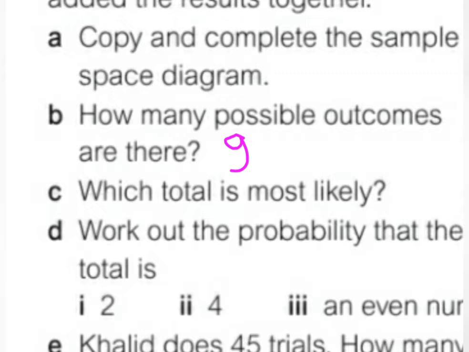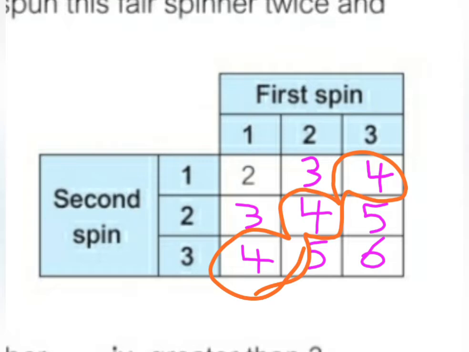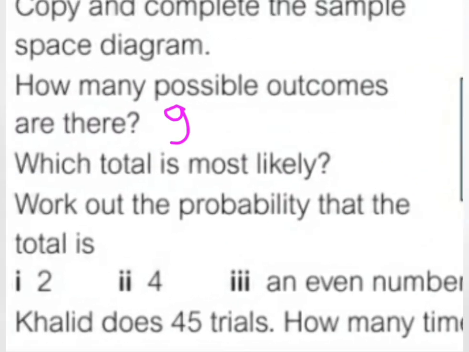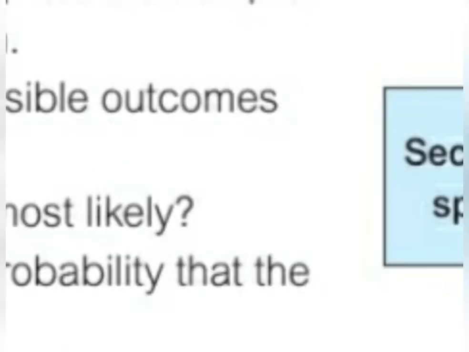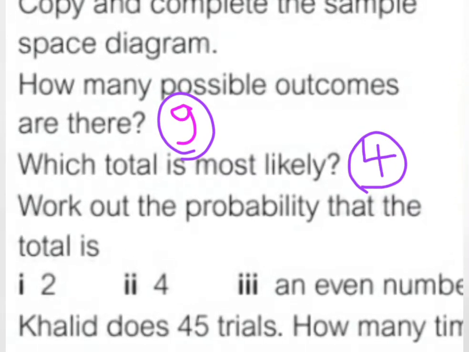And then C, which total is most likely? Which one of these totals is most likely? And most likely means what? It means it has the most chance of happening, or the most chances of happening. Which one of these outcomes is most likely? Very good. It's 4 because it's likely to happen 3 times. So the answer will be 4. Let's write it here. 4. Good. We have 9 possible outcomes, and the outcome 4 is most likely to happen.